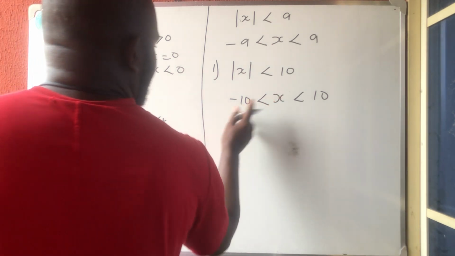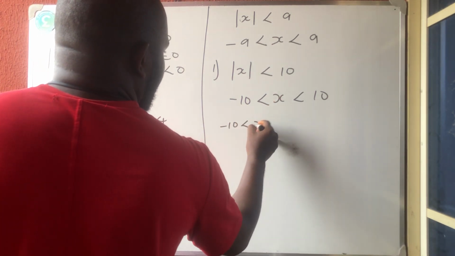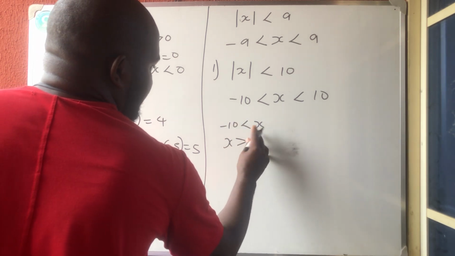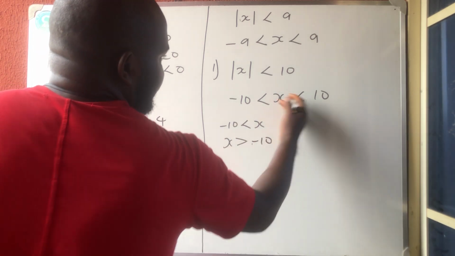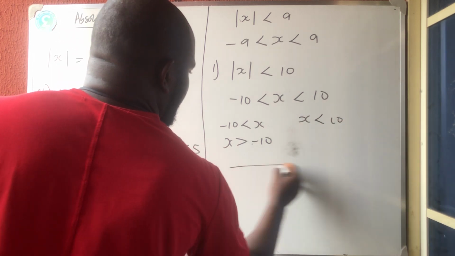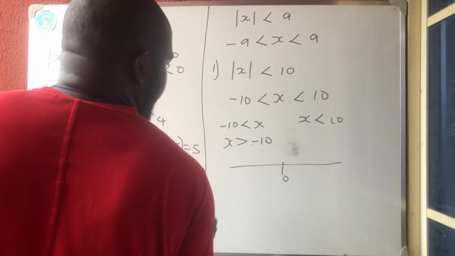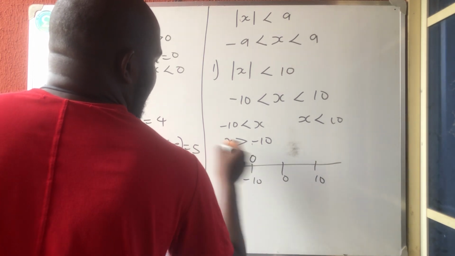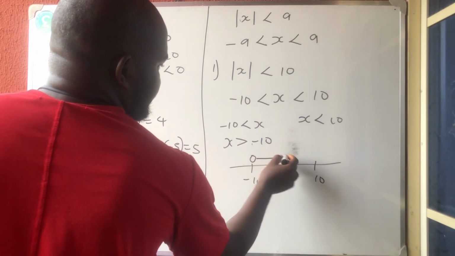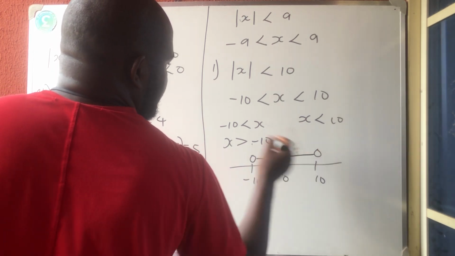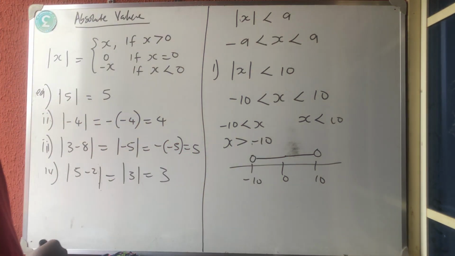So bring this one out. You have that minus 10 is less than x, which means that x, the arrow is pointing at minus 10. Bring this one out, that x is less than 10. So if you want to draw it, you have a 0, this is 10, and this is minus 10. This is my arrow here going this way, and this is for 10, going this way. So that is that.